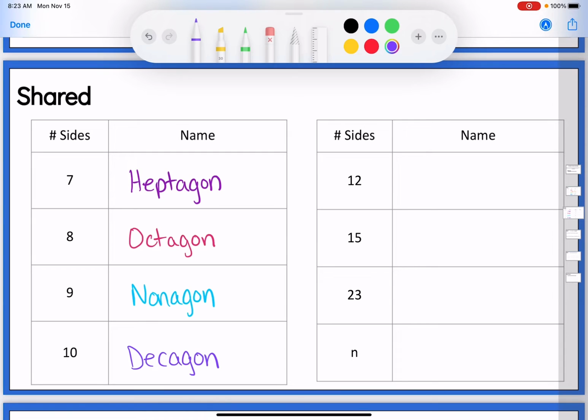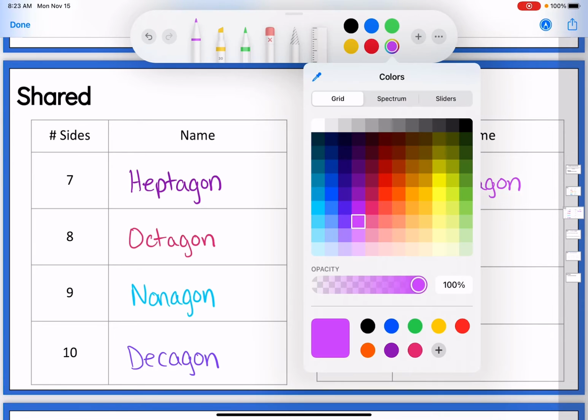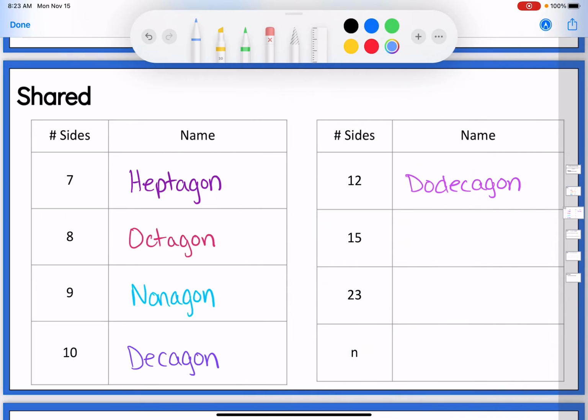All right, now over here on the right, these ones are the more difficult ones, probably ones that you have not heard before, but we still need to know these. So 12 sides is called a dodecagon. So definitely put a star next to that one. A dodecagon is 12 sides. Some people think it's 20, but it's not, it's 12. Okay, and 15 sides is called a pentadecagon. Penta for 5, deca for 10, 5 plus 10, pentadecagon.